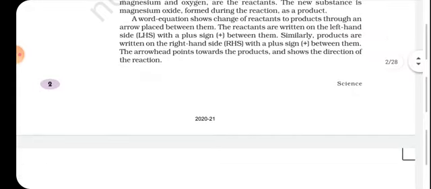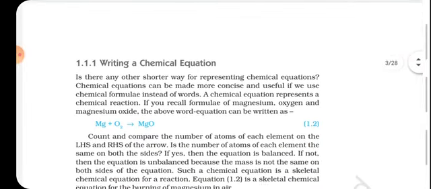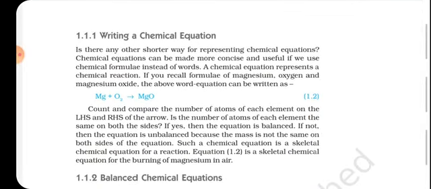Okay students, so it is written over here that magnesium plus oxygen will give you magnesium oxide. Fine, I hope you are clear with this, students. If you have any doubt, then please let me know.